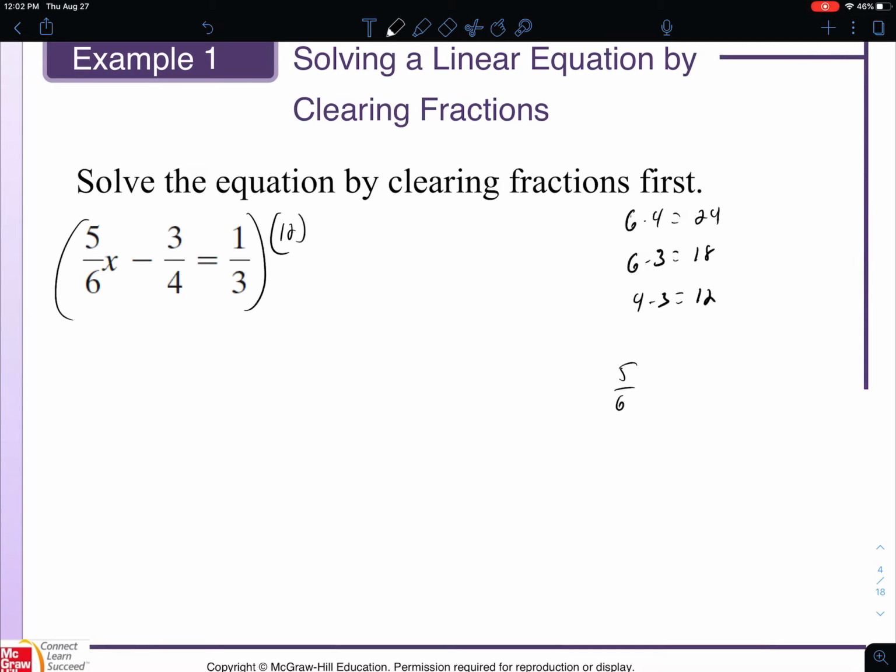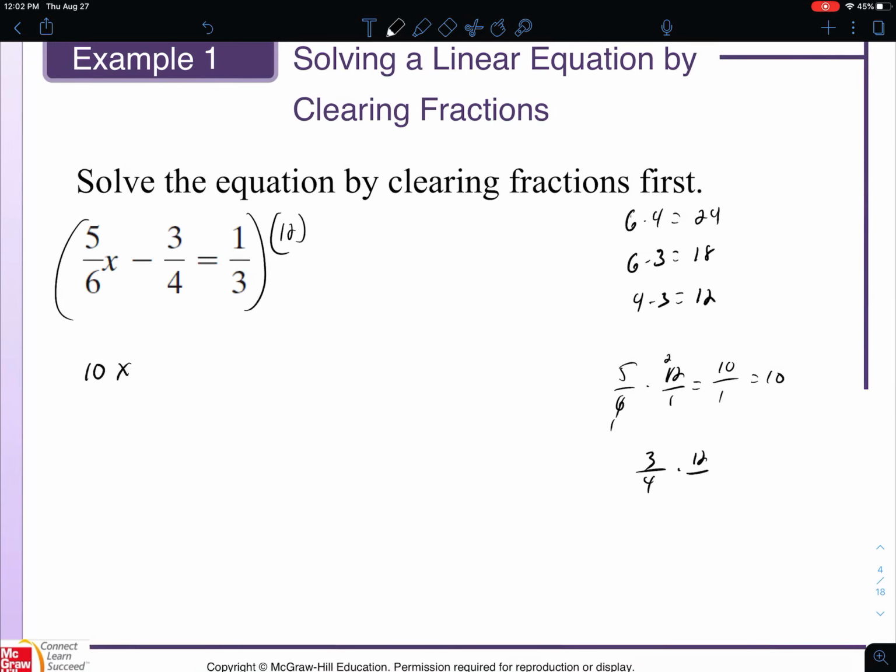So remember, if I'm going to do 5 over 6 times 12, that's really 12 over 1. So I can go ahead and say 6 into 6 is 1 time, 6 into 12 is 2 times, which is 10 over 1, which is just 10. That's how you clear those out. So then this becomes 10x. Same thing on the other side, right?